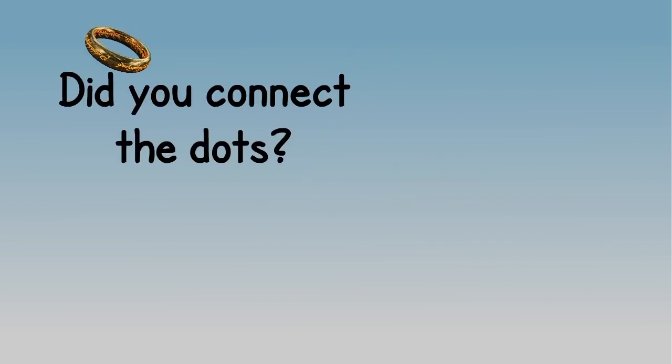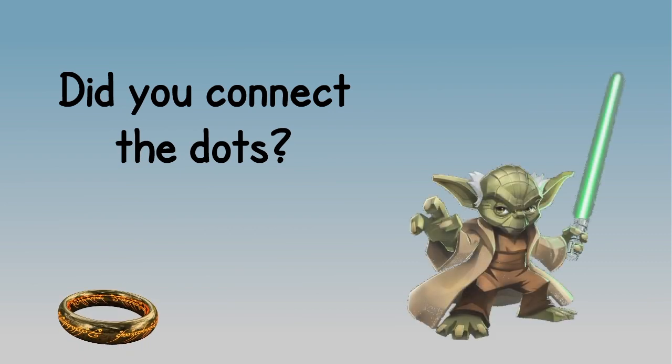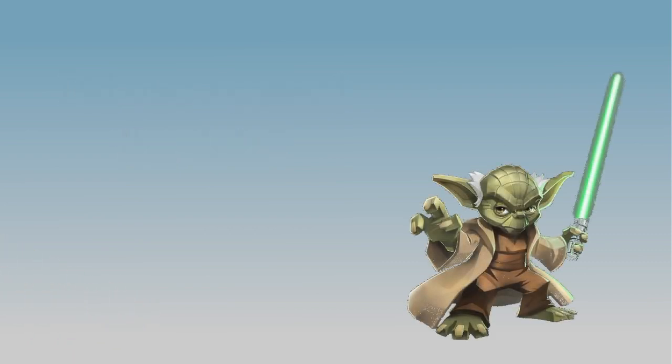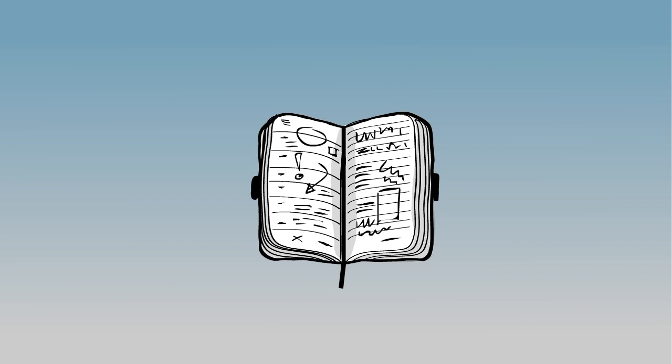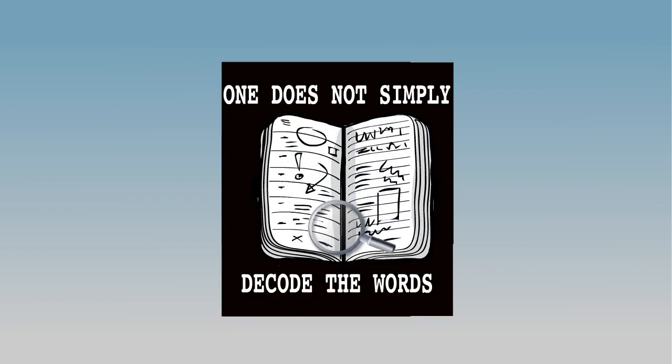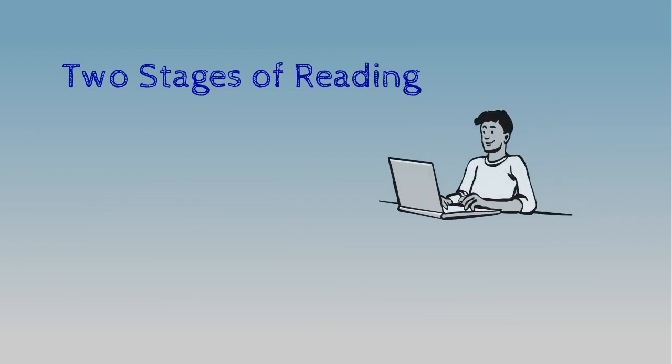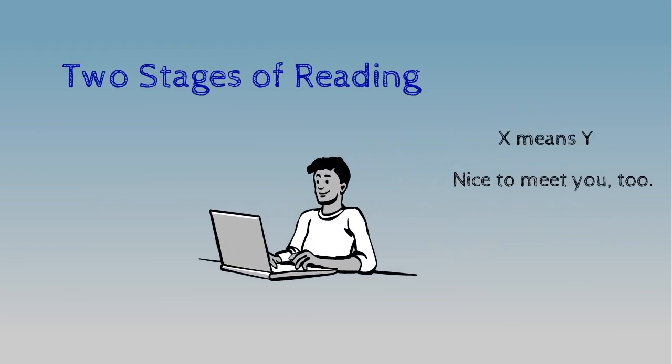Were you familiar with the meme? As you see, there are two necessary components to understanding it. To fully comprehend the text, it is not enough for students to decode the words on the page. Reading comprehension can be seen as a two-stage process.